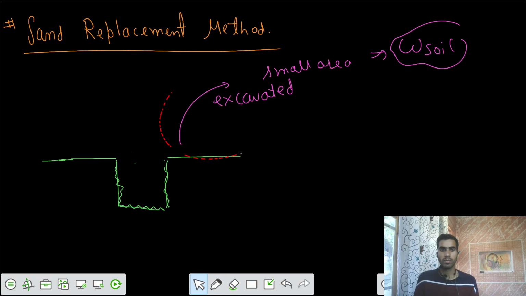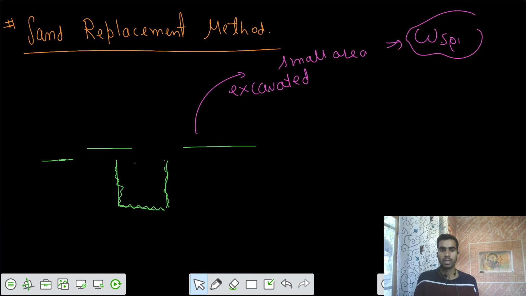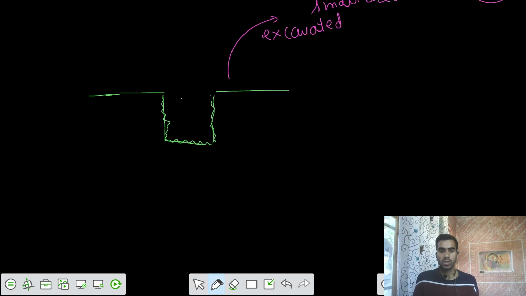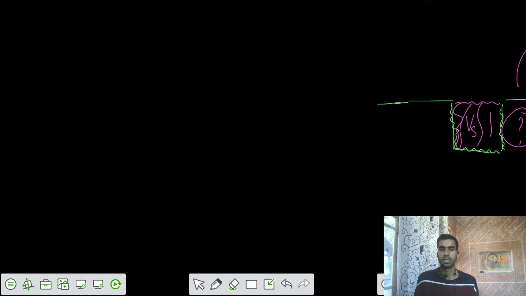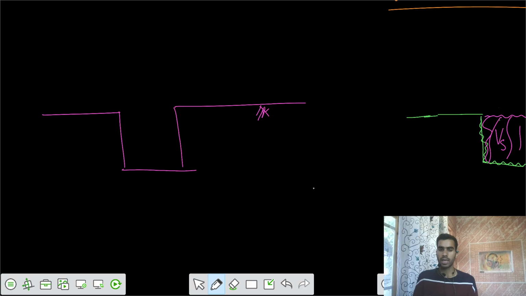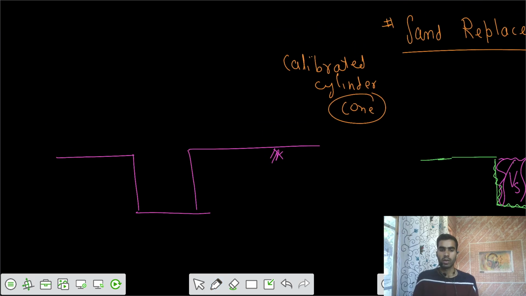So to calculate the volume of soil excavated, we are going to use this method. Let's say this is the volume of soil excavated. This is your ground level, and we place what is called a calibrated cylinder. There is one thing called a calibrated cylinder, and one more called a cone. So we have these two.